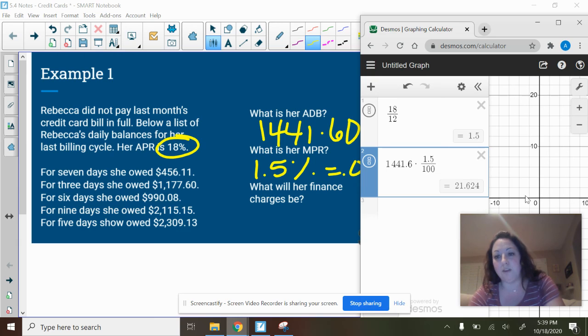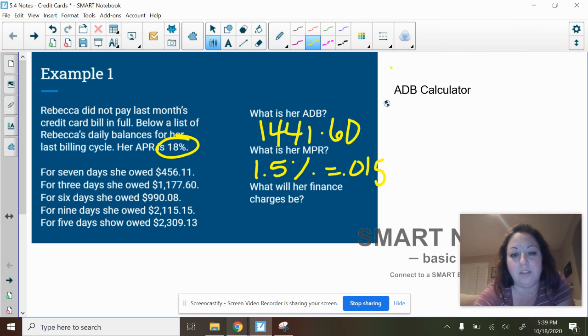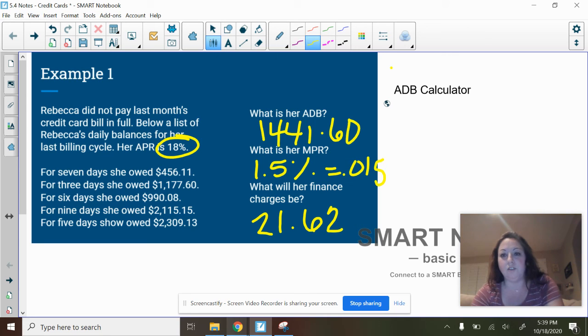21.624. I'm going to round it to 2 decimal places because we are talking money. So this should be $21.62 because that third number is a 4, so it's going to round off. 21.62. So using this average daily balance calculator is actually going to make your life much easier.